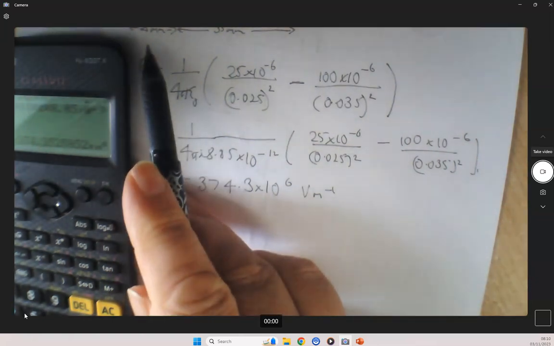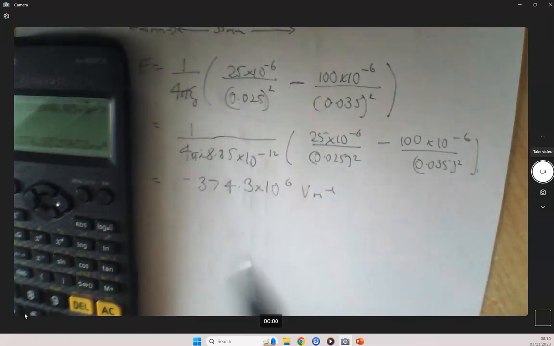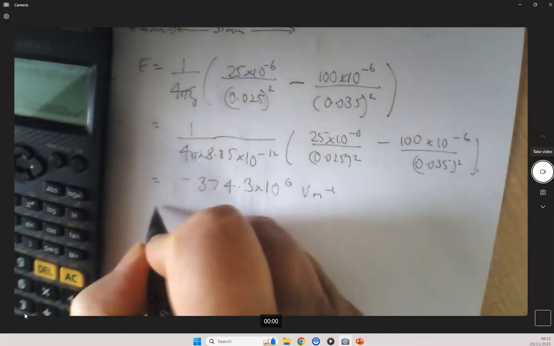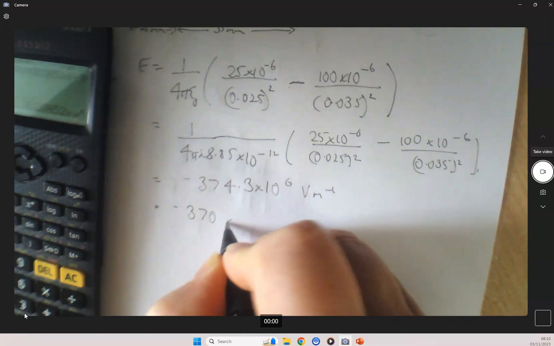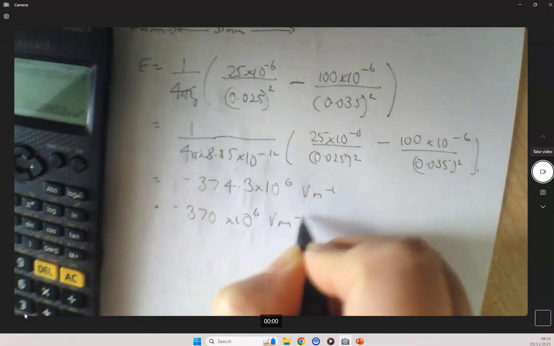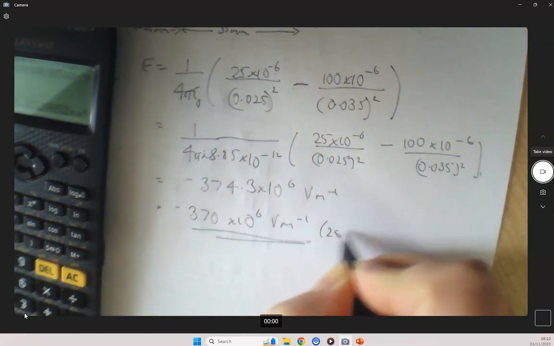They've given us two significant figures, so I'm going to work on the basis of all two significant figures. That's then going to give me minus 370 times 10 to the 6 volts per meter. There's my answer to two significant figures.